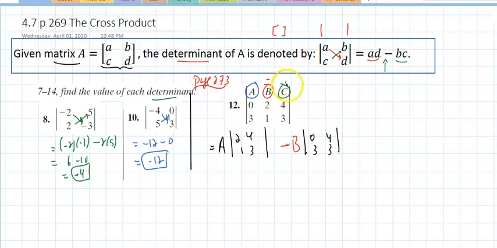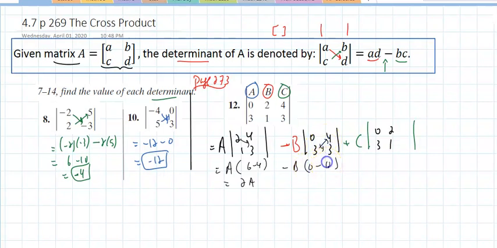And if I get to C and cross C's row and column, I'm left with a 0, 2, 3, 1. And that's pretty much how you find the determinant of a 3 by 3. A times, and we know how this works, 6 minus 4, that is twice A, minus B times 0 minus 12. Negative times a negative is a positive. And for C, we're looking at 0 minus 6. That would be a negative 6C.